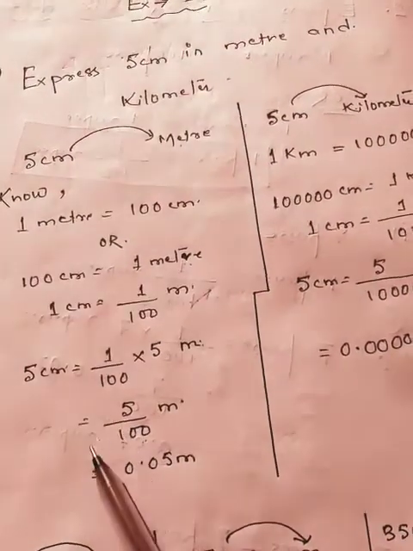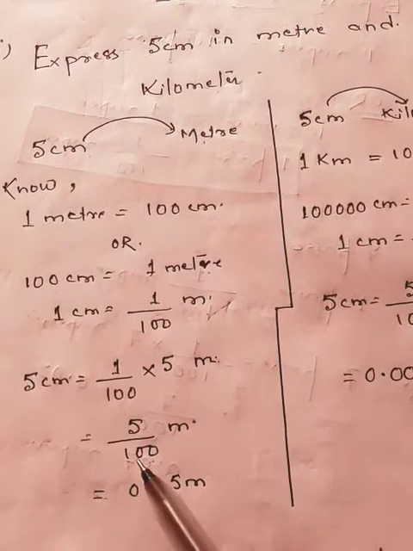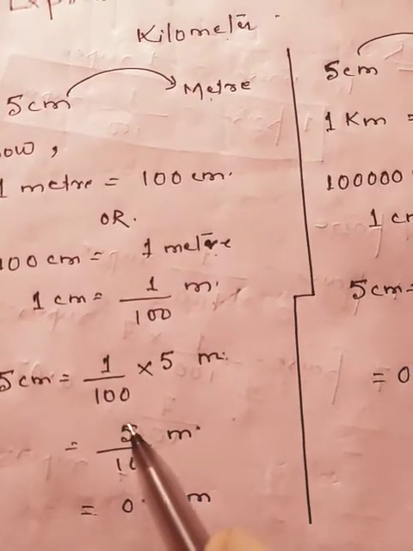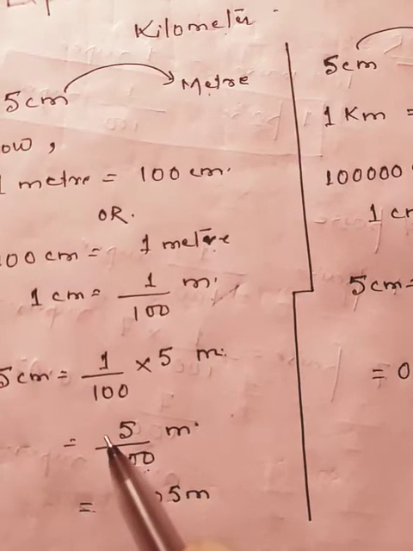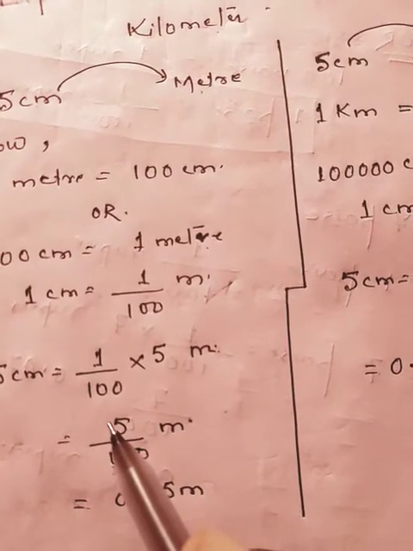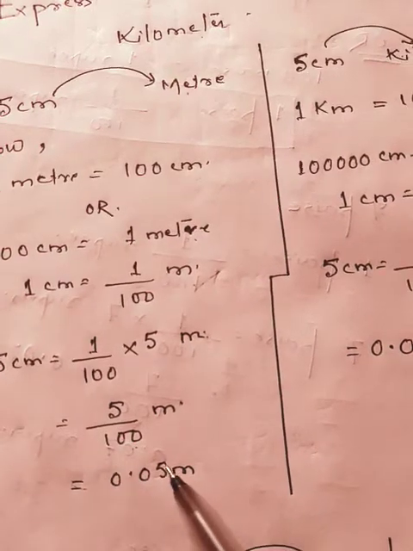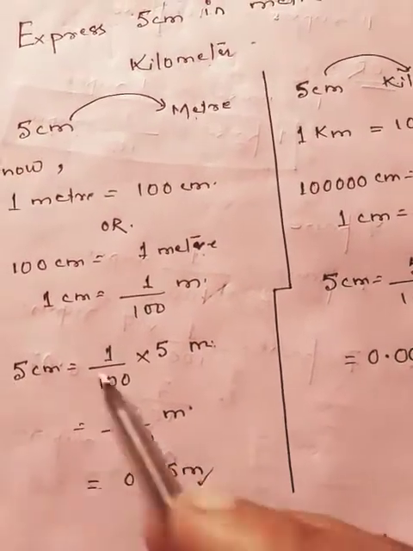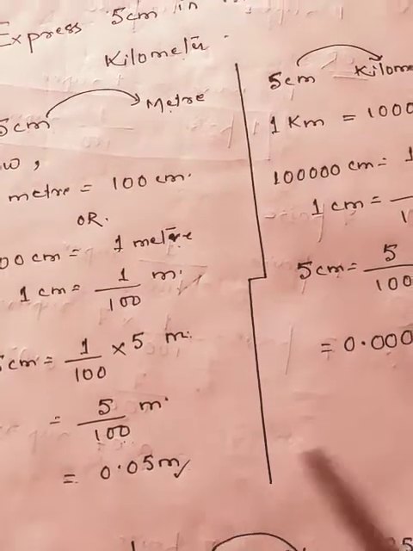And then from here we have to convert it into decimal form. As you have learned, how many zeros? 2. So how many digits are there? 1 only. So you have to add another digit, that would be 0. So 5, 0, then point, and then put 1 0. No problem with that. So 5 centimeter equals 0.05 meter.